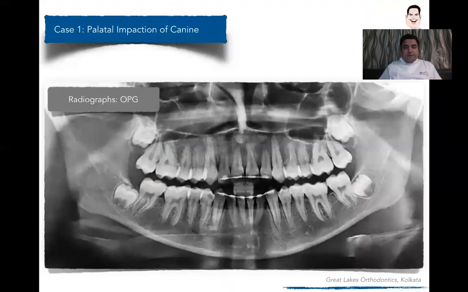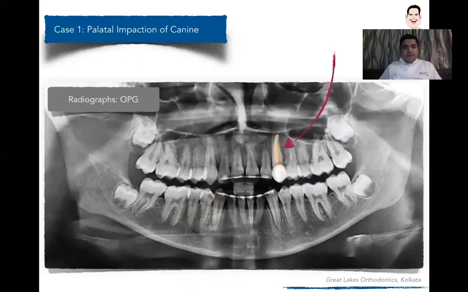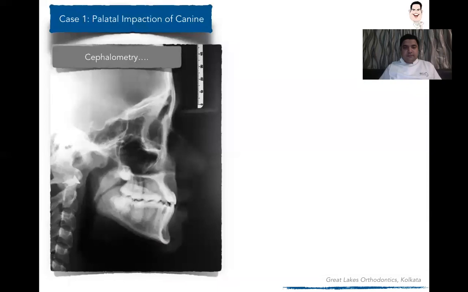So the radiograph shows that we have been able to bring down the canine into place with a good amount of tip in the canine, ideally. So the canine is good into place, while the other portion of the radiograph shows that a good amount of root divergence is there, and there is no issue with root resorption or any associated iatrogenic problem.